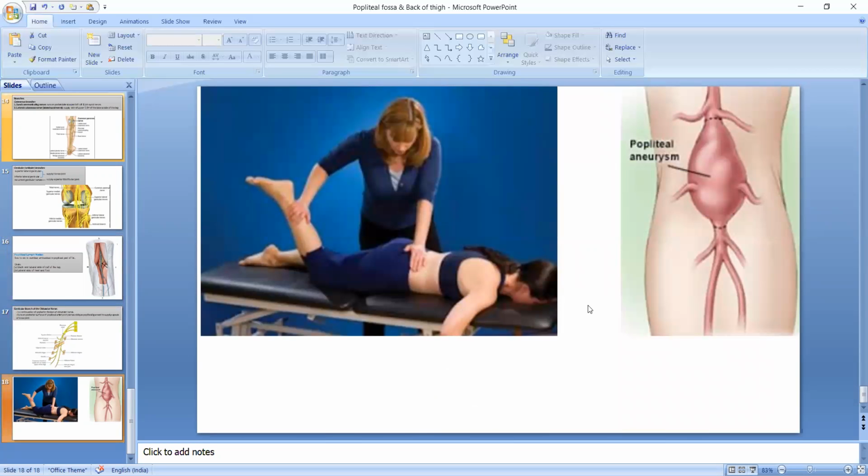So that is all about the popliteal fossa. We have discussed the artery, lymph nodes, and nerves, and all about it. Thank you.